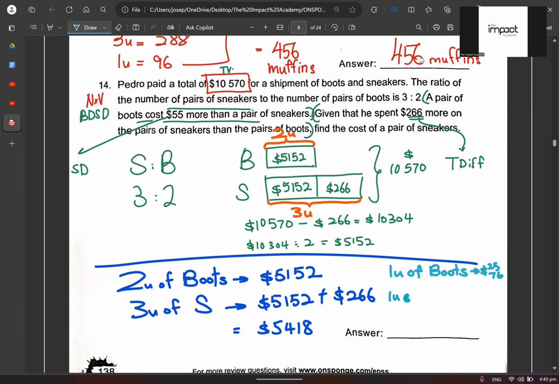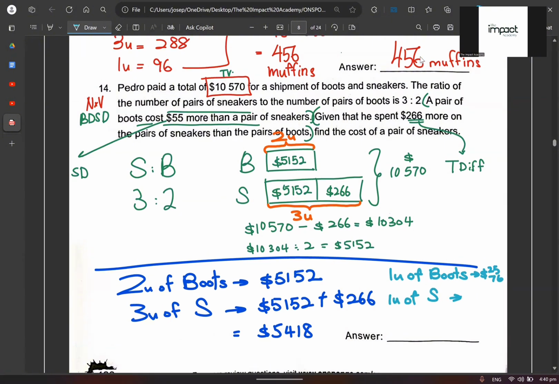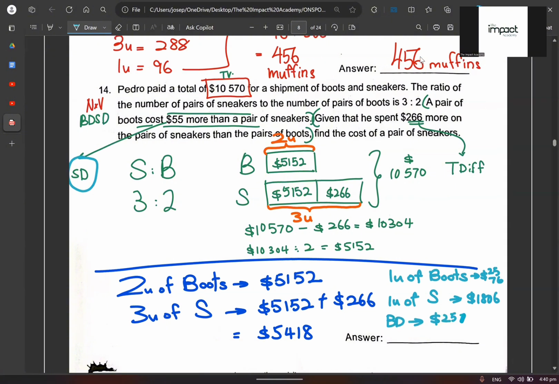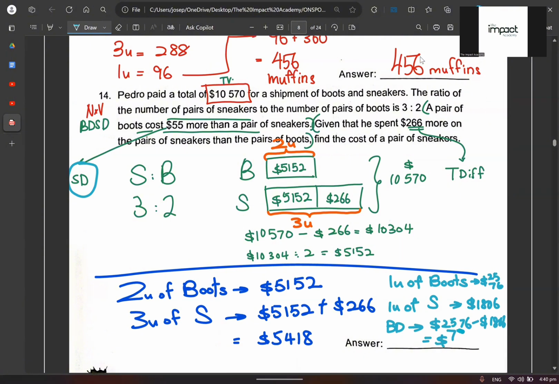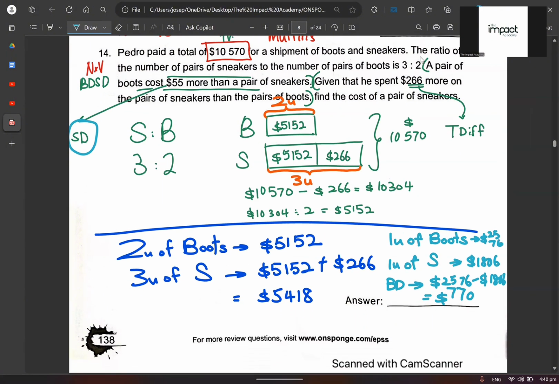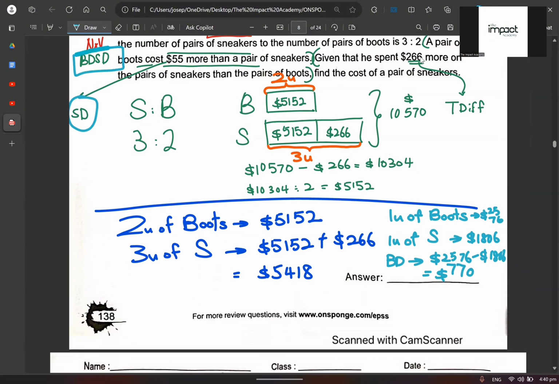And then we get 1 unit of sneakers next. 1 unit of sneakers will be 5418 divided by 3, which gives 1806. So I have my SD. I definitely need to find my big difference. My big difference is 2576 minus away 1806, and we get 770. This is definitely a BDSD.